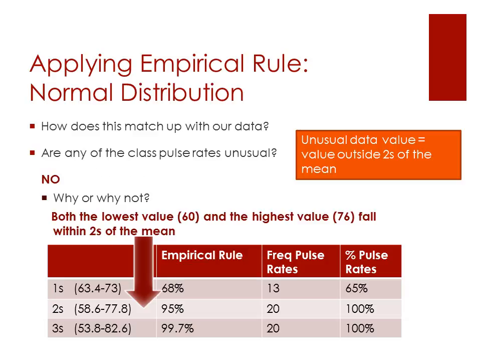No, we do not. Both the lowest value of 60 and the highest value of 76 fall within 2 standard deviations of the mean. So for the class pulse rate data that we've been working with, we do not have any unusual values.